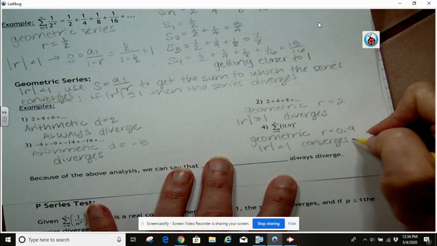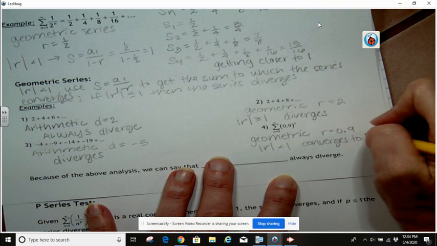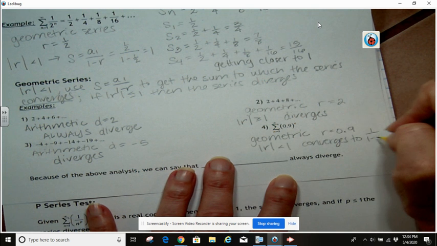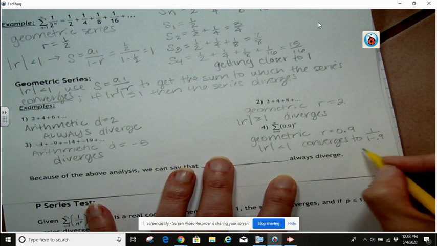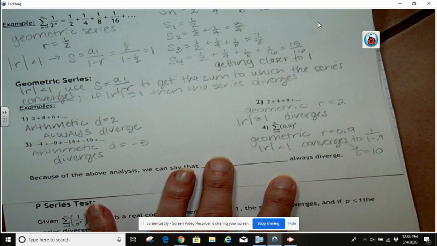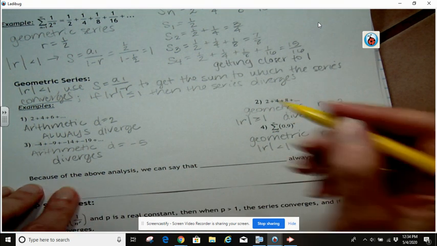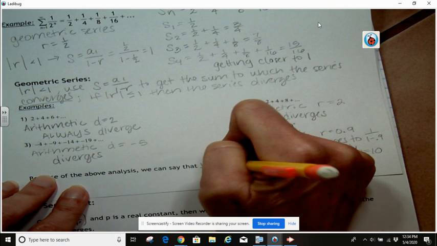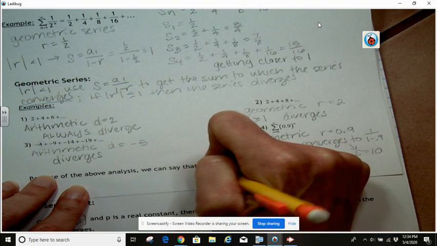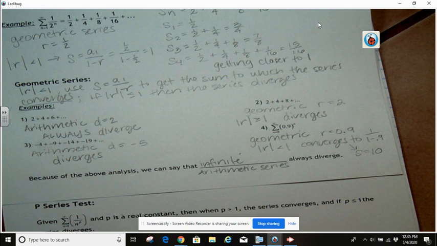to, we're going to do a sub 1. Again, if you plug in the bottom number, you get the first term. 1 minus r. So it converges to a sum of 10. Okay, so because of all this, we can say that all infinite arithmetic series always diverge.